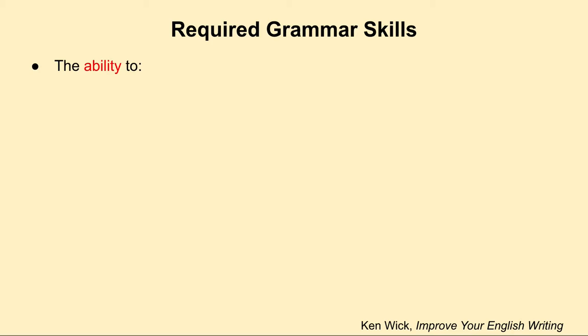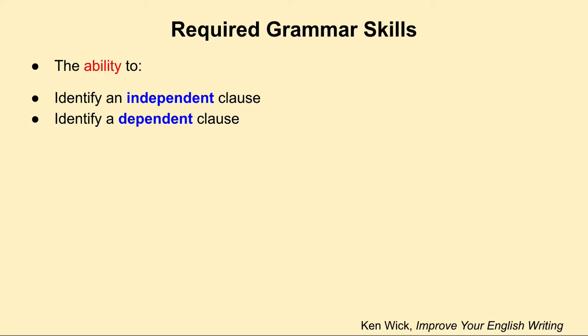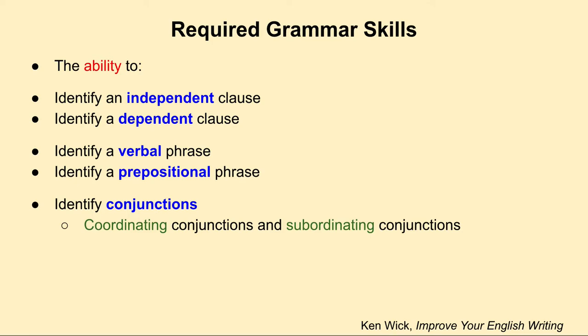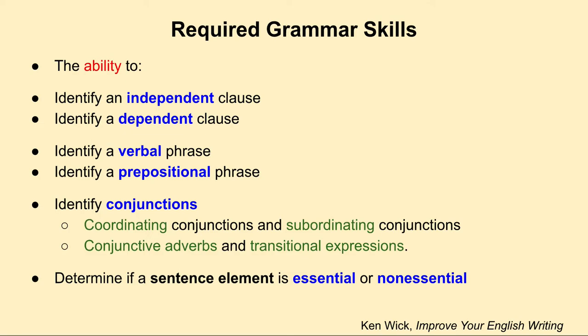So what are the required grammar skills to have superior writing and good punctuation? Well, those are the ability to identify an independent clause, the ability to identify a dependent clause. If you don't know what those are, I'll cover them. Identify a verbal phrase, identify a prepositional phrase, identify conjunctions, and those are coordinating conjunctions and subordinating conjunctions, and also under conjunctions, conjunctive adverbs and transitional expressions. And lastly, the ability to determine if a sentence element is essential or non-essential. If you're not too sure what any of these are, then I would go through the rest of the video or essential grammar series, the 3-part series.